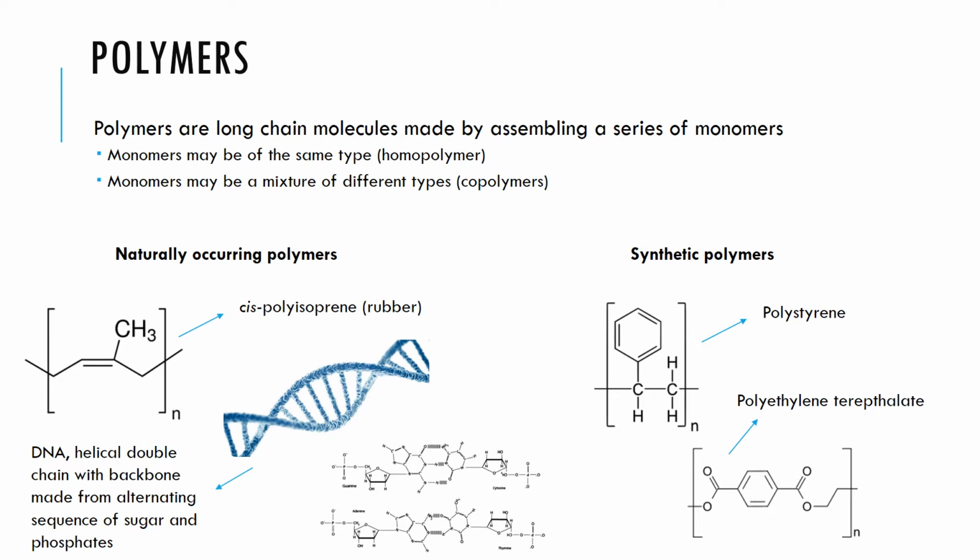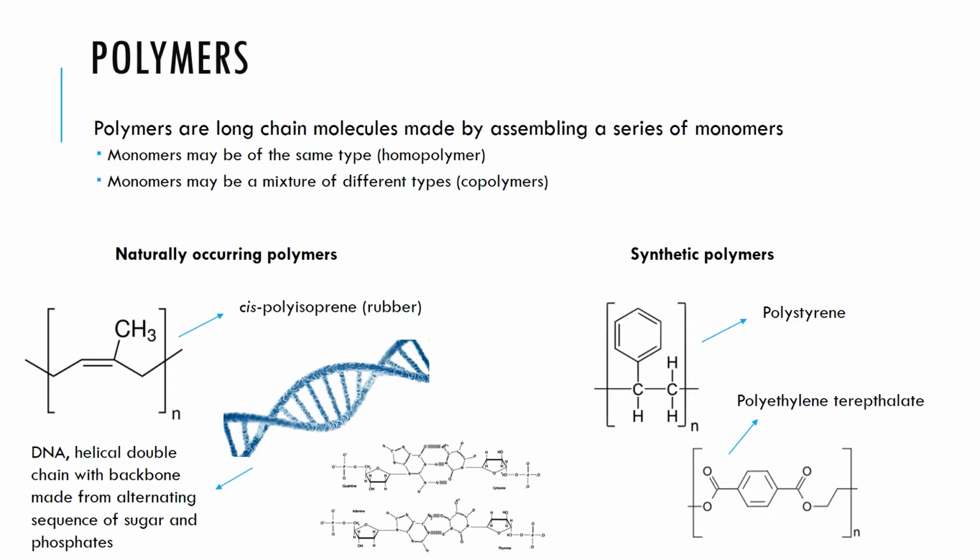So you've all come across polymers before, I'm sure. Fundamentally, they are all just very long chain molecules, and they're made by assembling a series of monomers, or if you like, they can be broken down into monomeric units. And you can get polymers whereby those monomeric units are of the same type, and we call those a homopolymer, or you can get polymers where the monomers are a mixture of different types, and we call those copolymers.